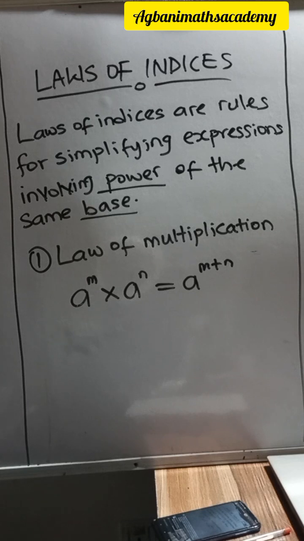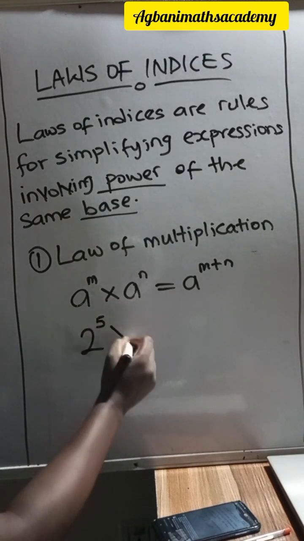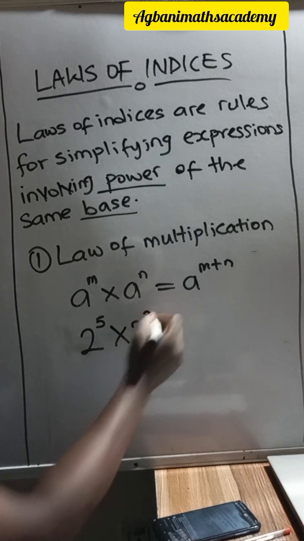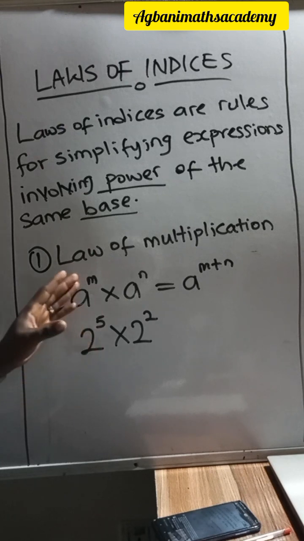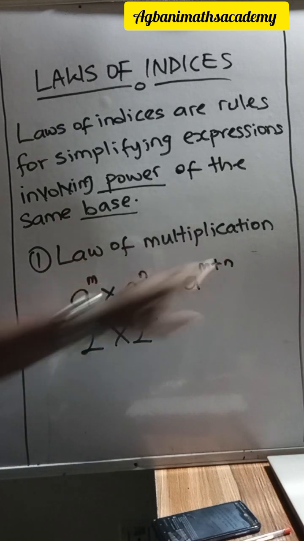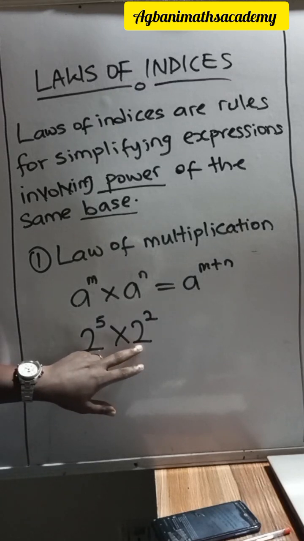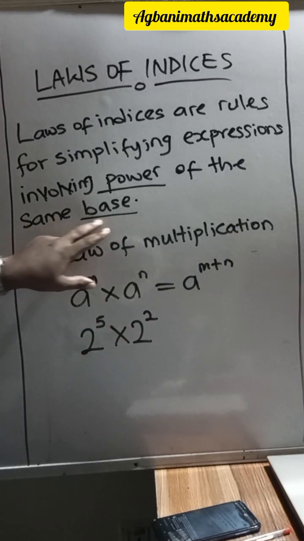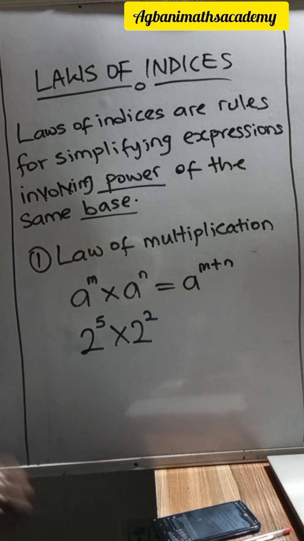Let's look at an example. An example here is 2 to the power of 5 multiplied by 2 to the power of 2. What we are doing here, we are trying to apply the law of multiplication. Remember here, the base here is 2, the base here is 2. The base must be the same. So the bases are the same. Therefore, we can apply the law of multiplication of bases.